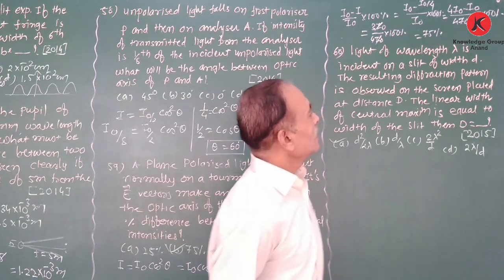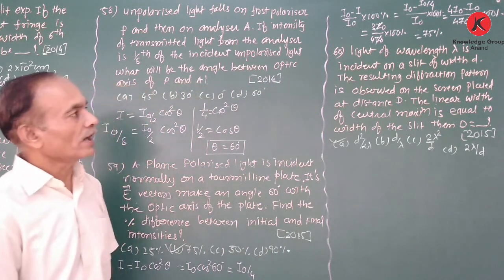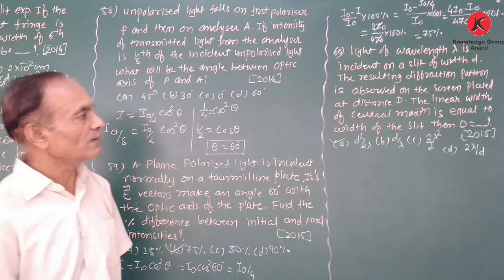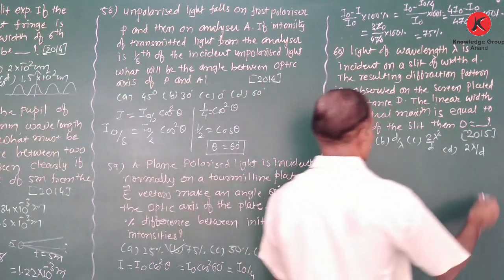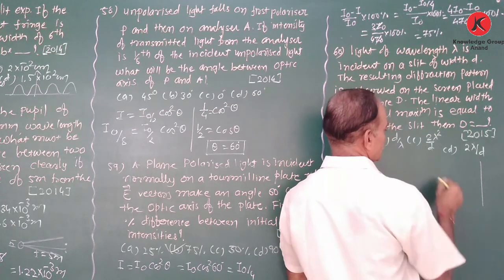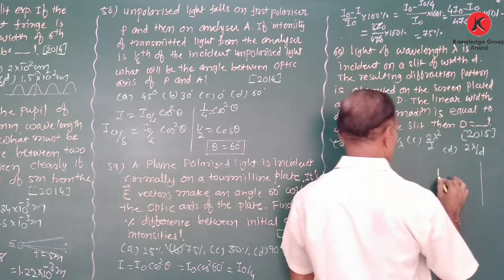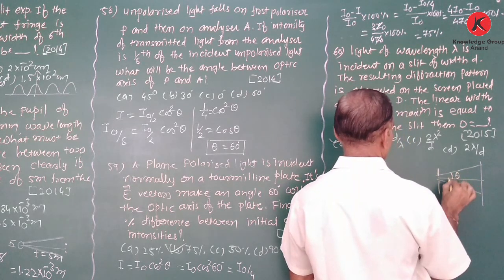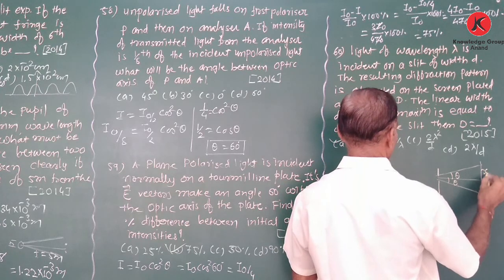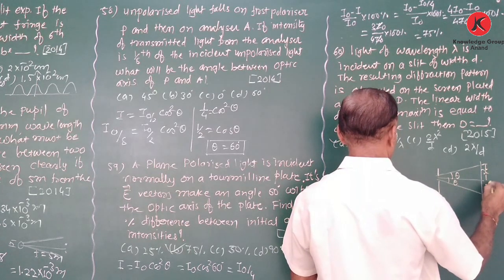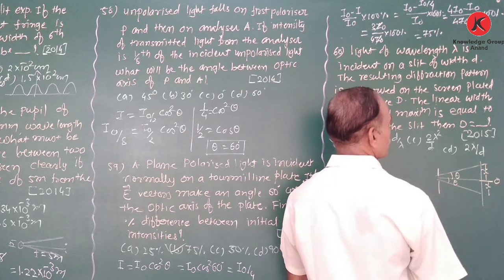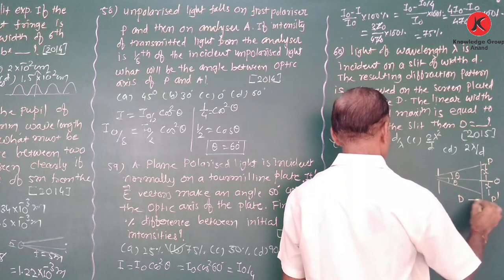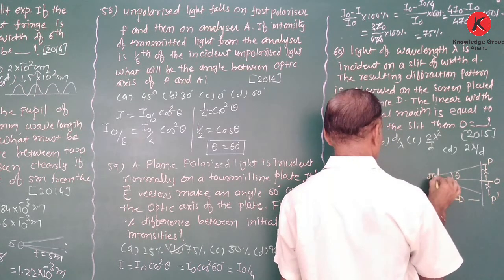Now the next question, 2015. What is given? Light of wavelength lambda is incident on a slit of width d. The resulting diffraction pattern is obtained on a screen placed at distance D. Now there is the screen. Here the width of the slit is d. So this angle is theta, and this angle is also theta. This distance is x. This point is our O, and there are the points P. This distance is given as D, and the width of the slit is also small.